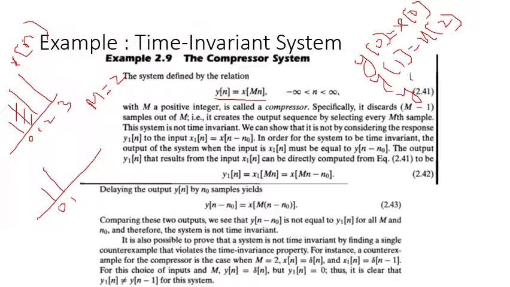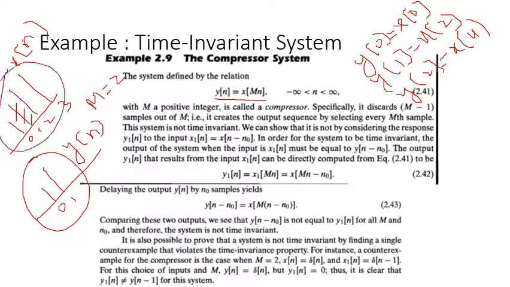Again y of 2 is equal to x of 4. So we don't have any 4, so output will be these two samples only. So now we have compressed the signal. We have 2 samples here. Initially we have 4 samples here. So this is our compressor system.